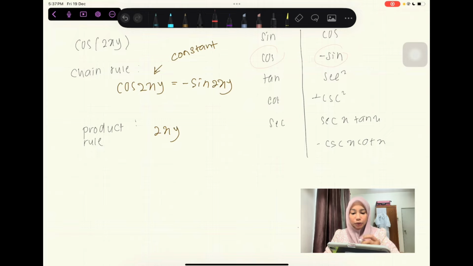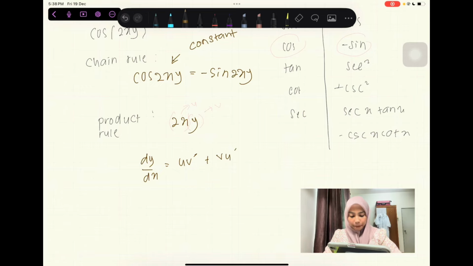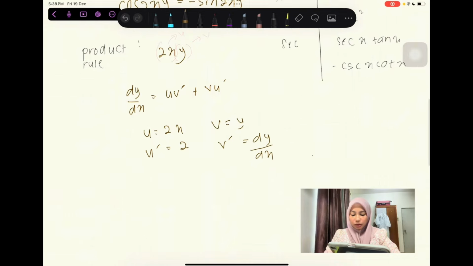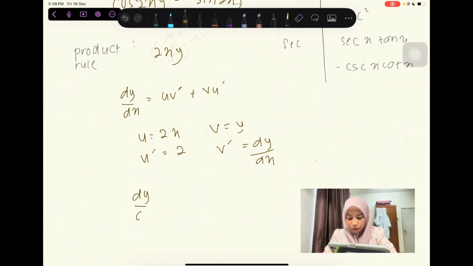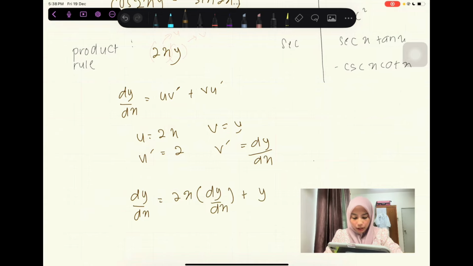For 2xy, we need to separate term by term. So 2x is u and y is v. So the formula for product rule is dy over dx equal to uv prime plus vu prime. So u equal to 2x and u prime equal to 2, v equal to y, v prime equal to dy over dx. Now we use the formula: dy over dx equal to u is 2x, v prime is dy over dx, plus v is y, u prime is 2.